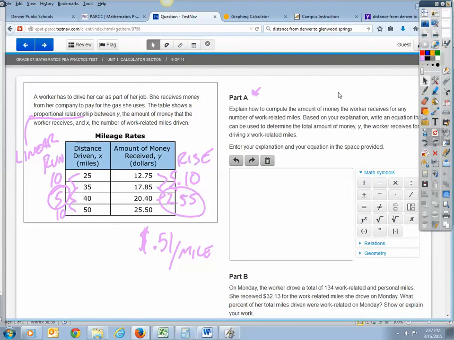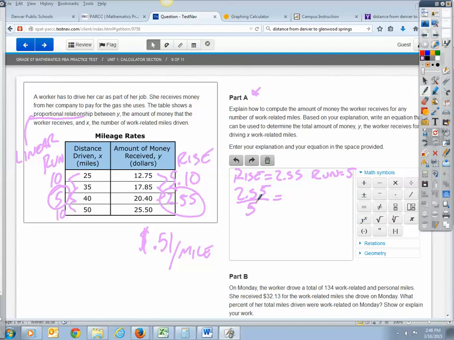And in my explanation over in my box, the explanation inside the box should have your rise and run calculation shown. You're going to have to spell out the rise equals 2.55, the run equals 5, and 2.55 divided by 5 is equal to 51 cents per mile. And so your equation is y is equal to 0.51x.